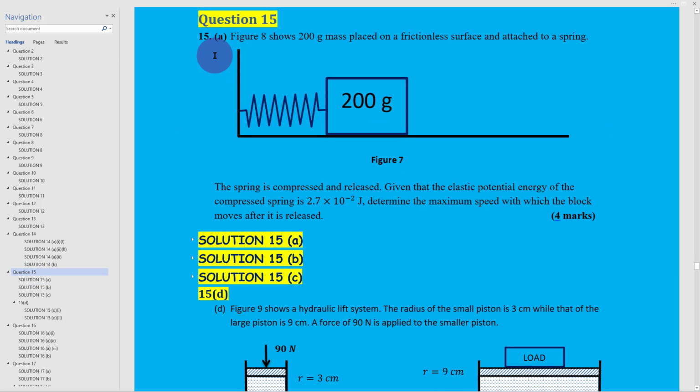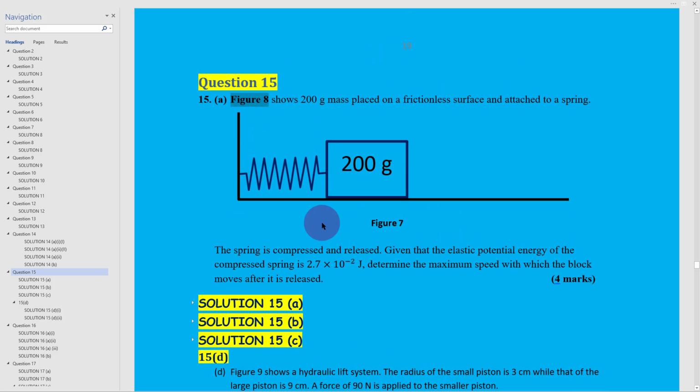In question 15, we are given that part A, figure 8, shows a 200-gram mass placed on a frictionless surface and attached to a spring, like this. The spring is compressed and released. Given that the elastic potential energy of the compressed spring is this much, determine the maximum speed with which the block moves after it is released.